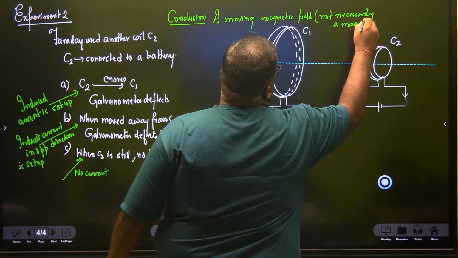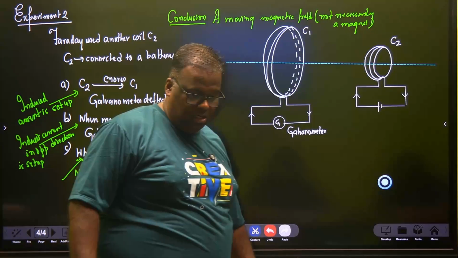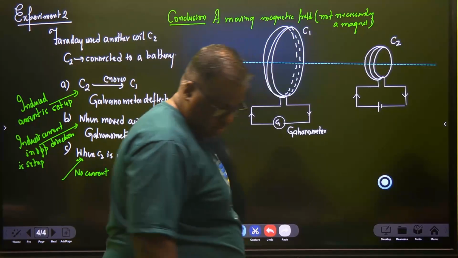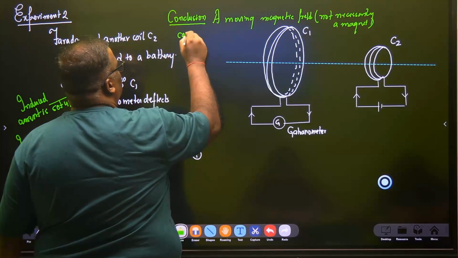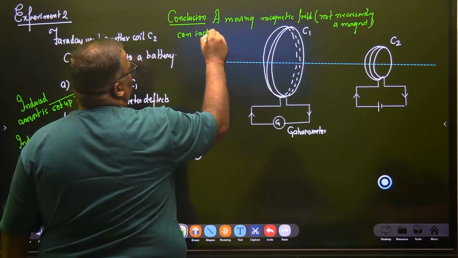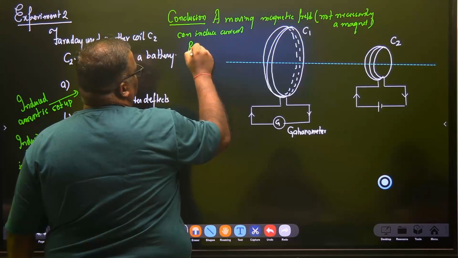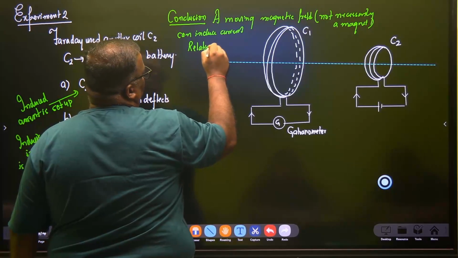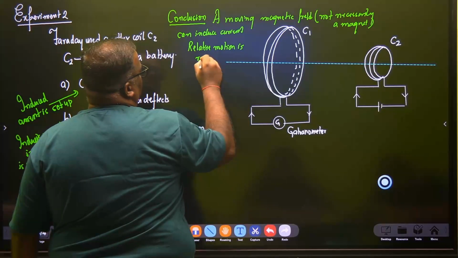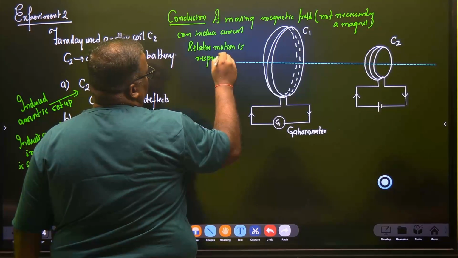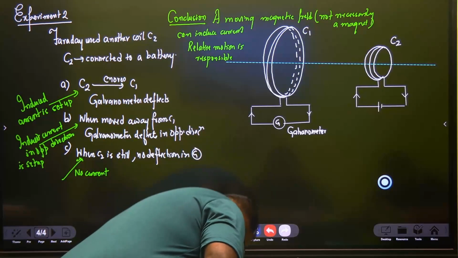Not necessarily a magnet can induce current. And here we find the relative motion is responsible. Relative motion is responsible, which means between a coil and a magnetic field, you have to create a relative motion.